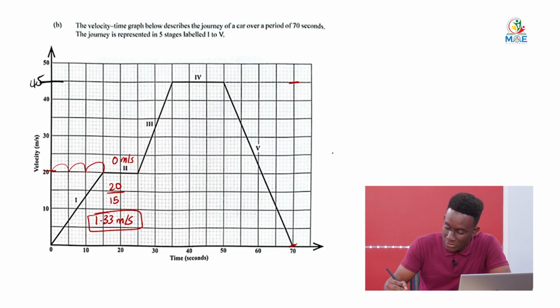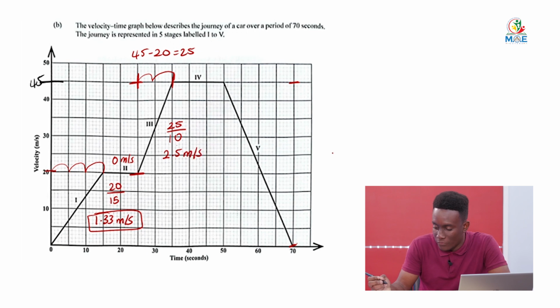So for the third leg, we see we start from 20 and we go all the way up to 45. So 45 subtract 20 would give me 25. So the rise is 25 over, and we see we move from here to here. We're counting in 5s, so 5, 10. So 25 divided by 10. So this will be 2.5 meters per second squared, and this will be for the third leg of the journey. So for the fourth leg, we see it's accelerating at 0 meters per second squared.